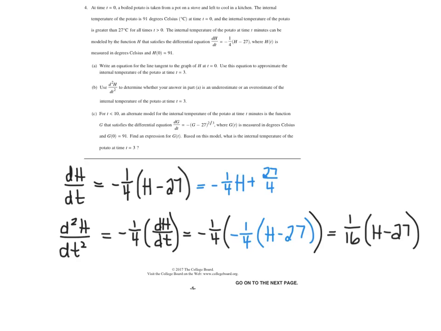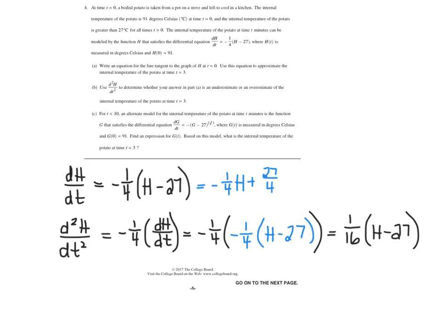So now I found the second derivative, but it's also asking me to use this second derivative to determine if my answer in part A was an under or an overestimate when t equals 3. So normally what I would do is substitute t equals 3 into my second derivative to see what kind of value I get back. But the problem is I don't know what h is when t equals 3, so I don't have anything to plug in here. Therefore, I'm going to basically try to determine what it's asking me.